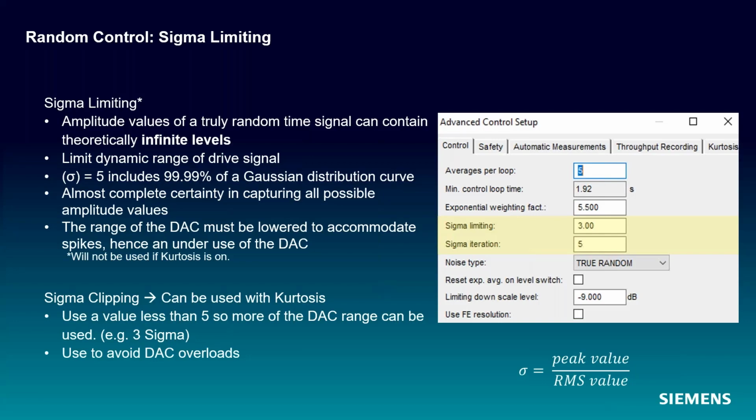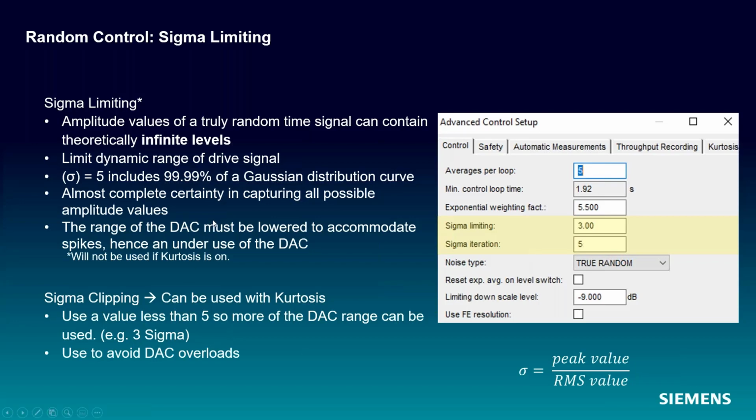The original amplifiers used tubes, and they didn't like this random control because you get these peaks and you'd blow tubes in the amplifier. Now with steady state amplifiers that we have today, this isn't really much of a concern, but what sigma limiting does is make sure that we know exactly what the maximum peak is going to be that we're ever going to get in the time domain.